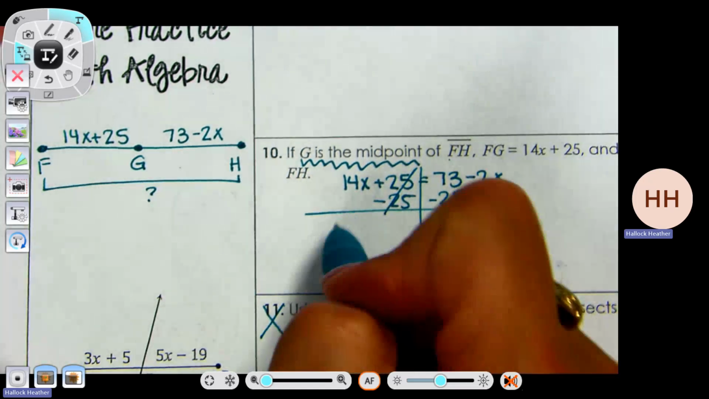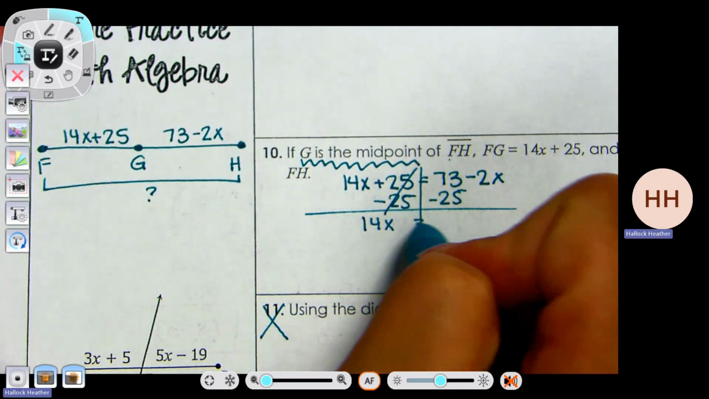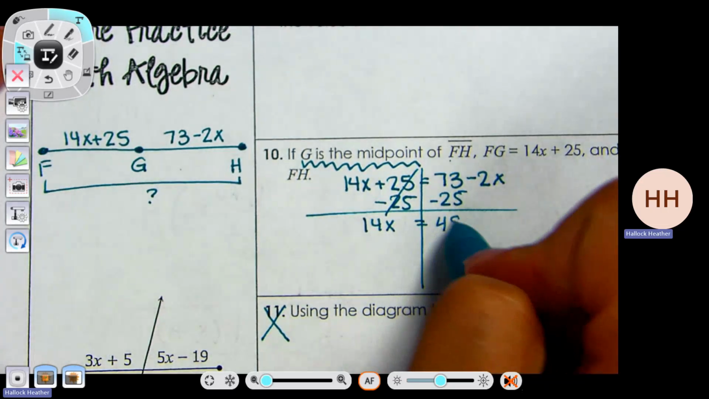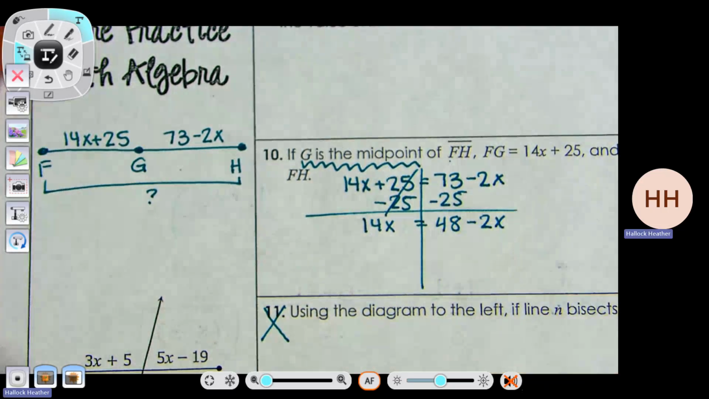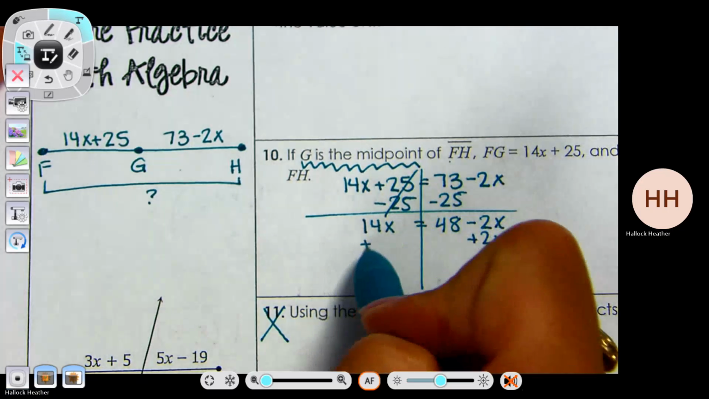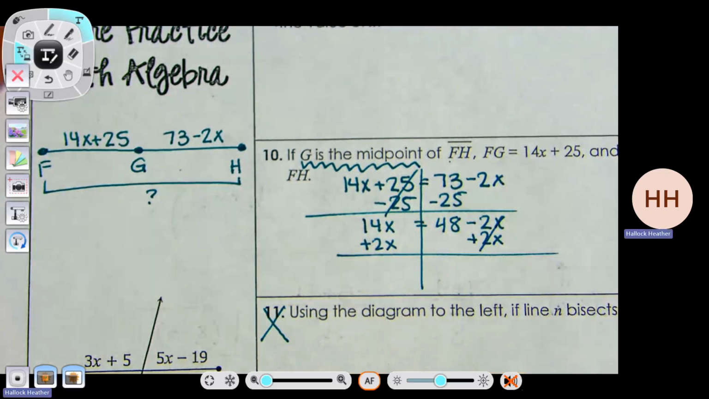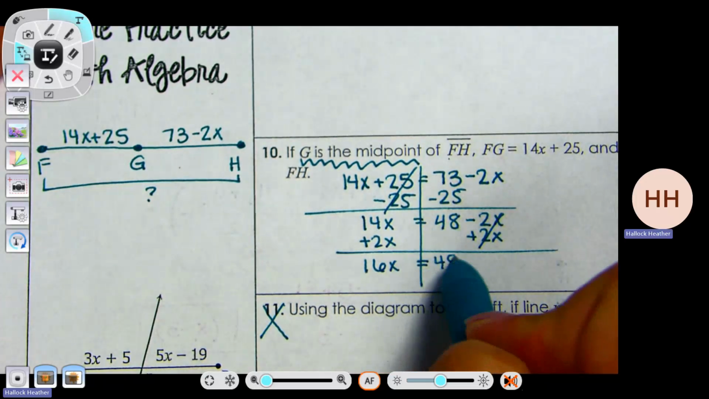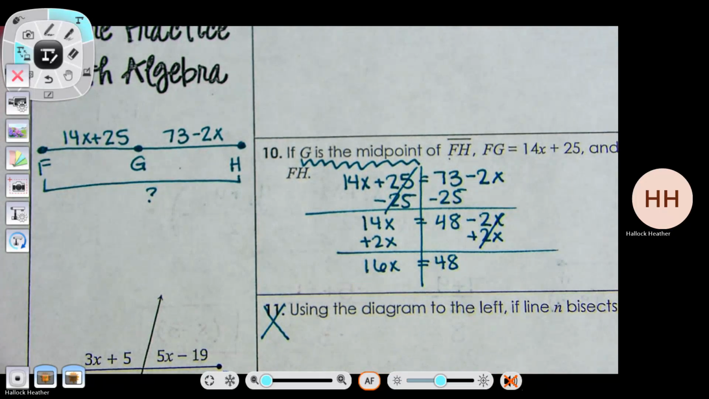So I'm going to do 14x equals 73 minus 25. Somebody with a calculator? 48 minus 2x. Now what do we do? Move the 2x. How do I move it? Add it, because it's minus, so I add it. So 14x plus 2x gives me 16x equals 48. Divide. How much do I get? x equals 3.